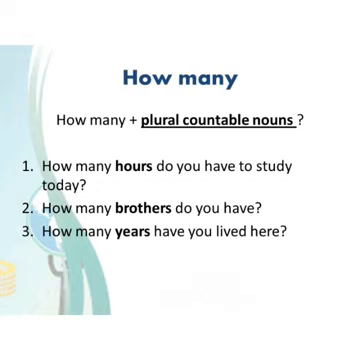I have 3 examples. How many hours do you have to study today? How many brothers do you have? How many years have you lived here? In these examples, you have hours, brothers, and years. They are plural countable nouns. So I do not say hour or a brother or a year, because I need plural countable nouns.